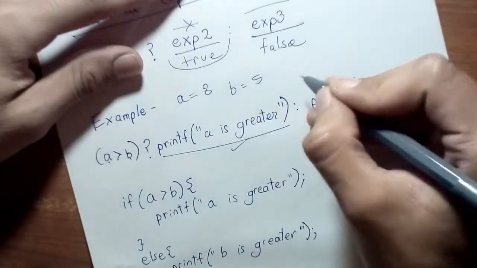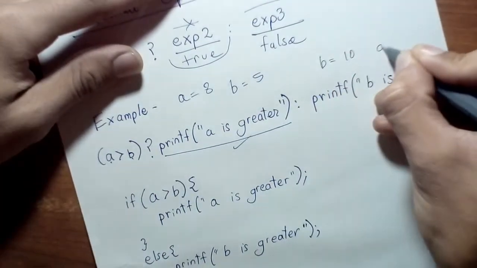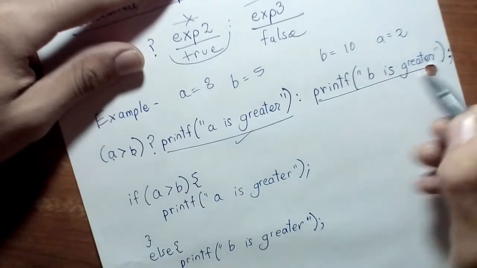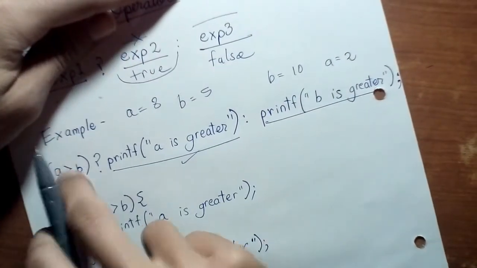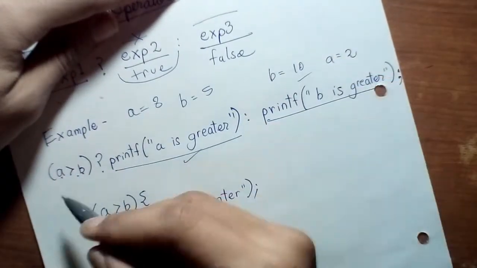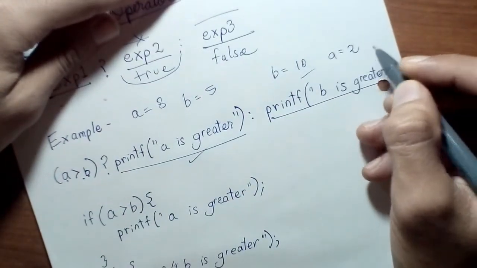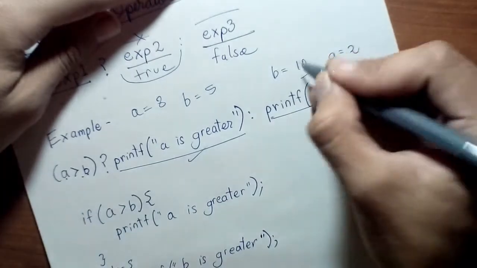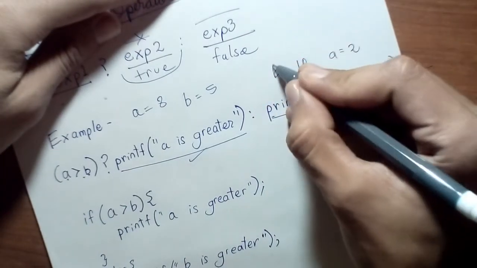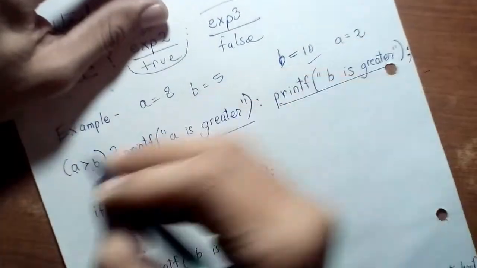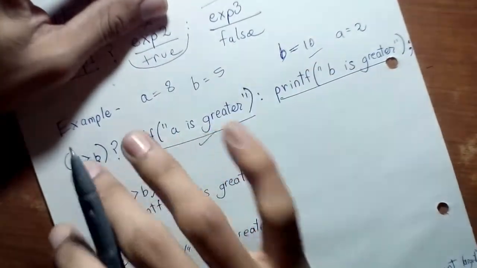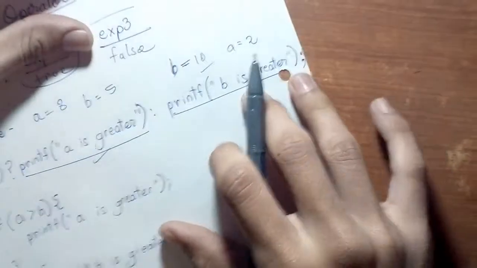Or else if we give some other values, such as b equals 10 and a equals 2, then this part of the code will run. Since this is the false part, the expression will turn out to be false in this case, since 2 is not greater than 10, and this b is greater will run.